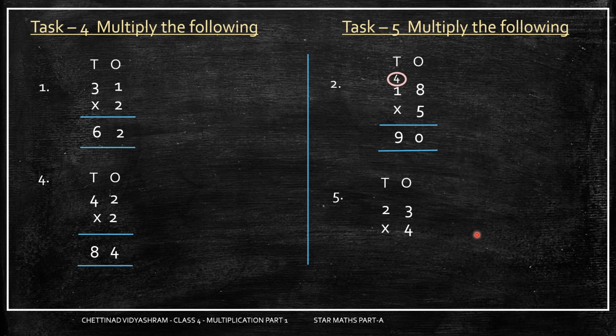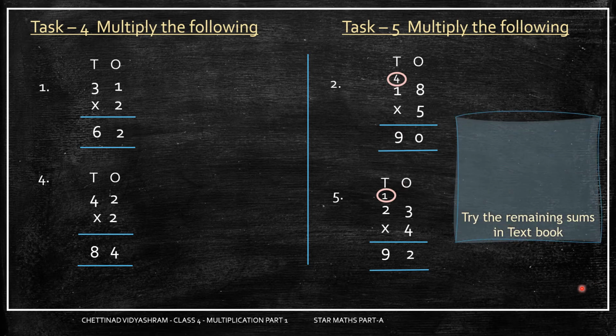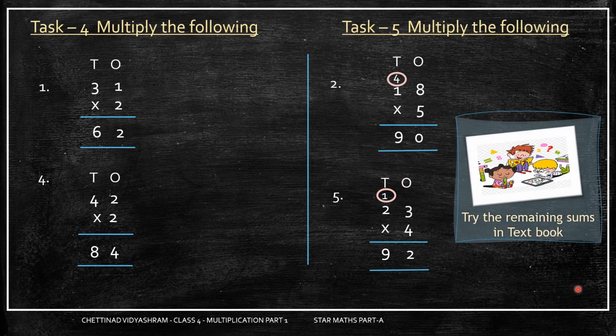23 multiplied by 4. So here the number in ones place is 3. So let us start multiplying it. 4 3s are 12. 2, the number in ones place is 2. I am writing it here and the 1 will be carried over to tens place. Now 4 2s are 8 plus 1, 9. The answer is 92. Understood children? Try the remaining sums in the textbook.